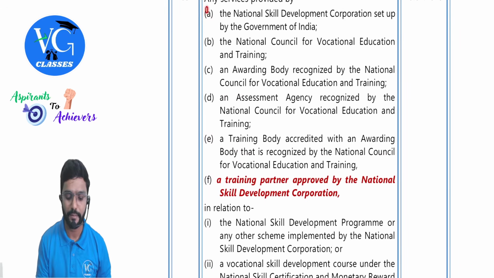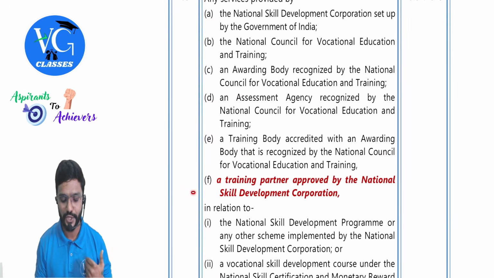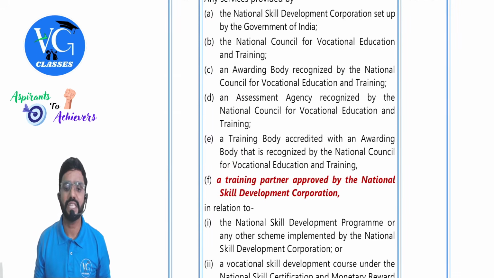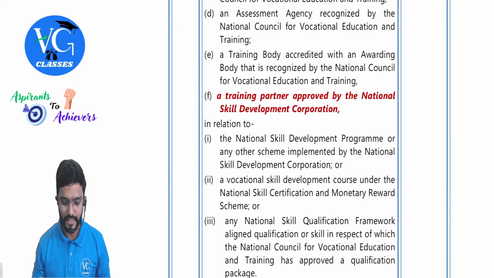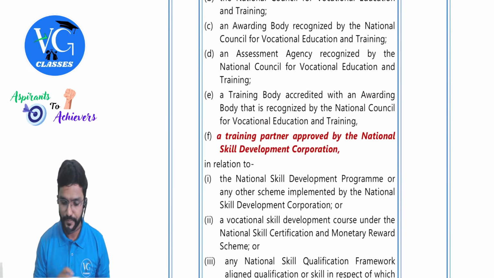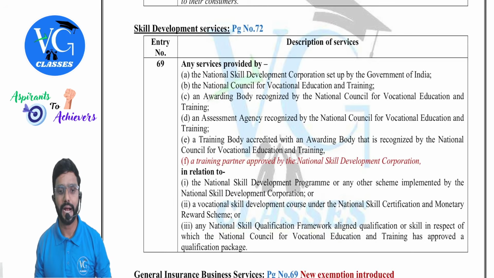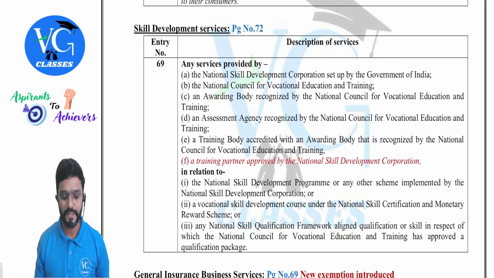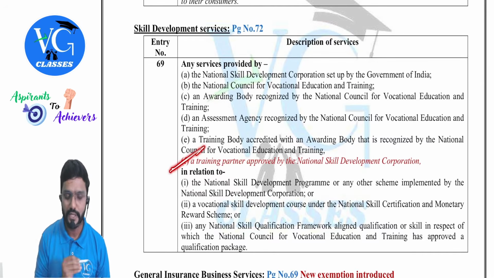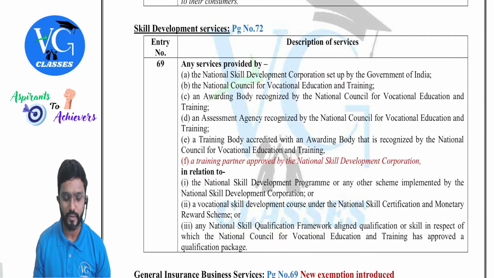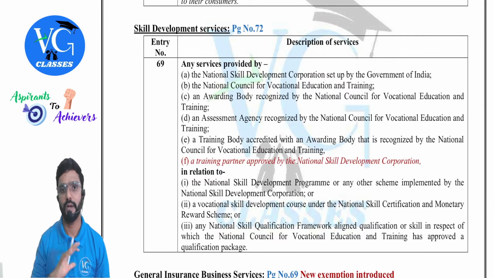These people are supplier. Please be careful. What is that addition, sir? A training partner approved by the National Skill Development Corporation, guys. That's all. Entry 69. So if you come to my provision book in page number 72 under skill development services, one new addition is F now. F now. Got it? Yes. Rest all remains same, guys.